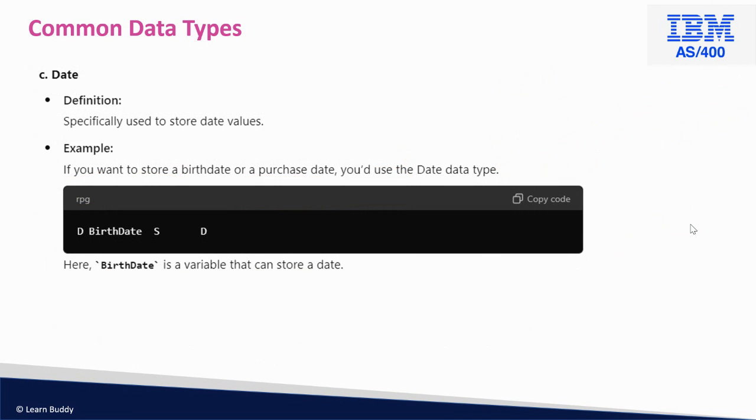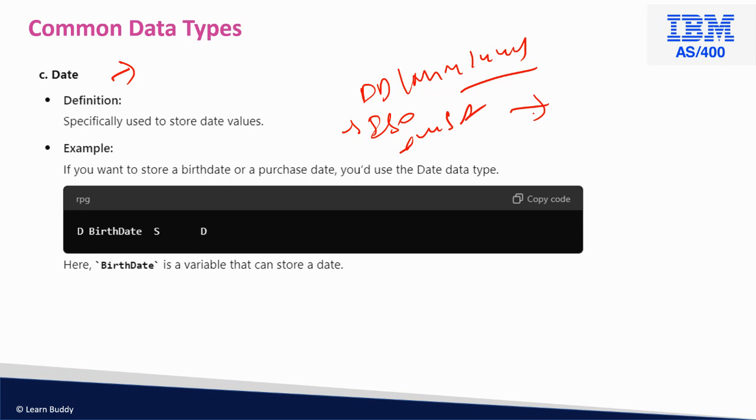Next, the date is one kind of data type where you can store only a date, like dd mm yyyy format. It is basically *ISO or *USA. There are different kinds of date formats that we will discuss later. *ISO is the ISO format and *USA is the USA format. There is also *MDY, month day year, and *YMD, year month day. These are the different date formats you can store in this date variable. How do you instruct the program that it is a date variable? It is data type D.